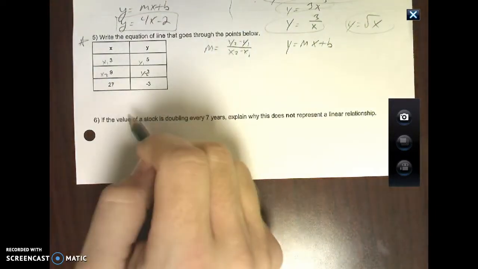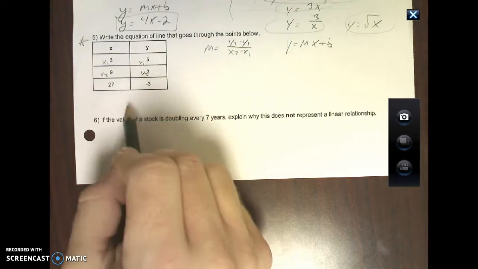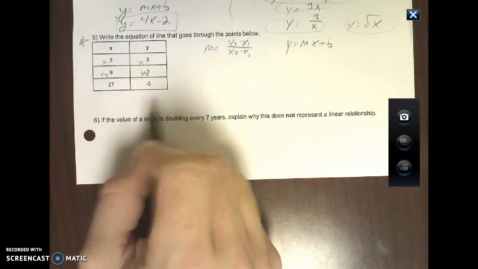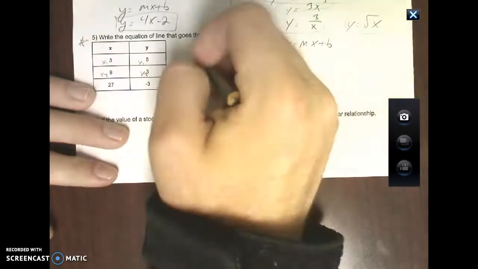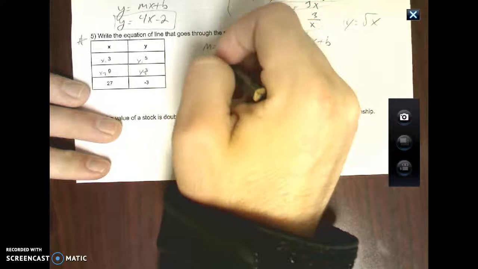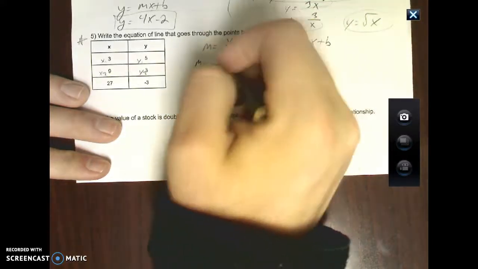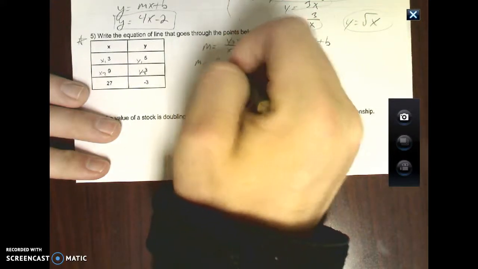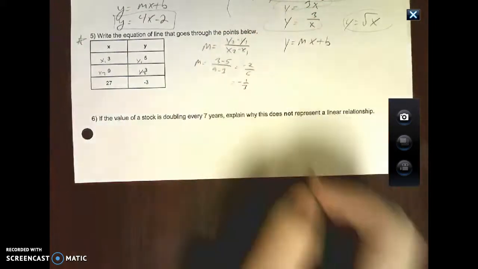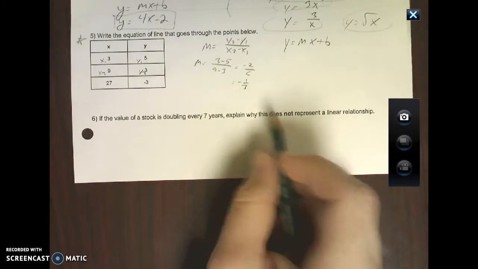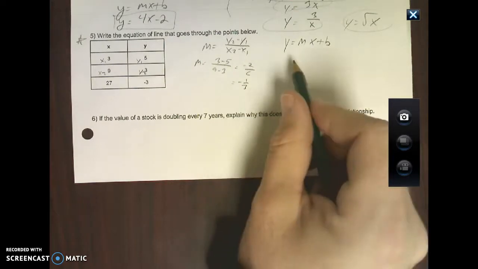These are points. I'll call this x1, y1, x2, y2. Granted, there's 3 points here. I just stayed away from this one because, quite frankly, 27 is huge, and then -3 is negative, and I'd rather just stick with 2 positive numbers. So let's find our slope first. We got 3 minus 5 over 9 minus 3. -2 over 6, -1/3. Alright. Now that I have my slope, I'm going to plug it over here.